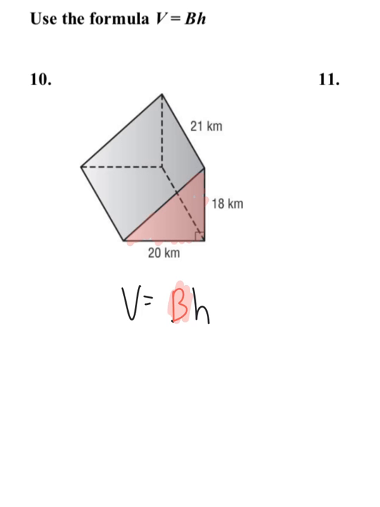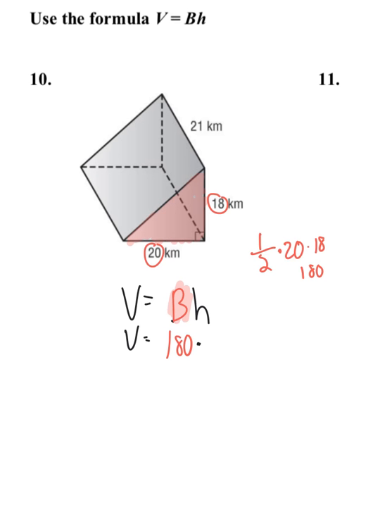To find the area of that triangle, remember it's half times the base times the height. The base is 20 times the height is 18. And if you do that, you're going to get 180. So big B is 180. So now we just need to find the height of this.